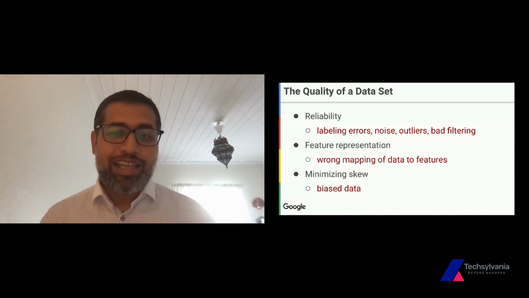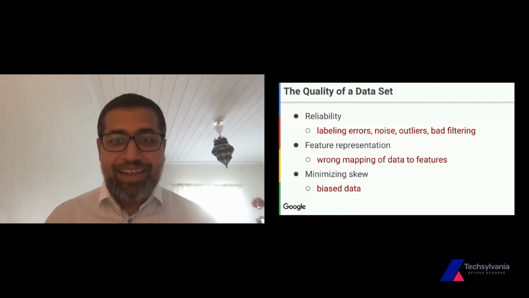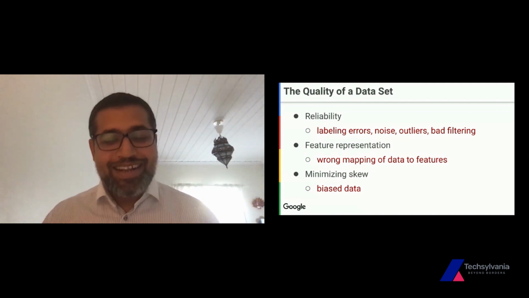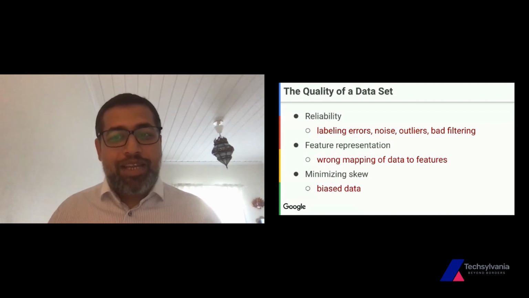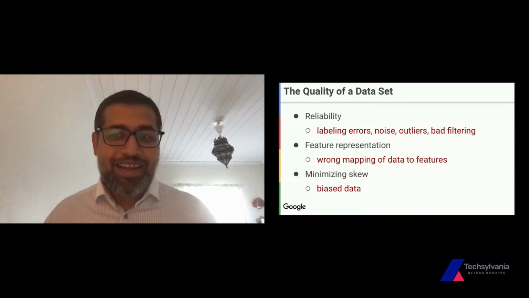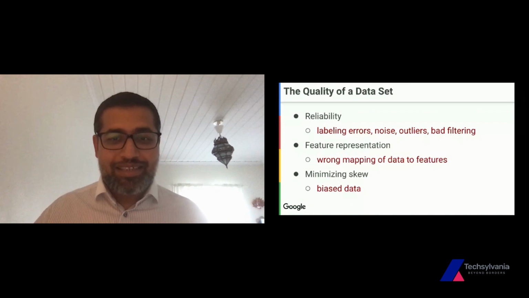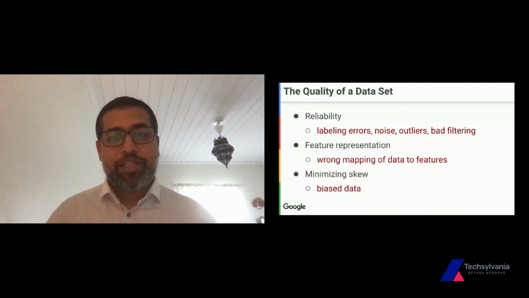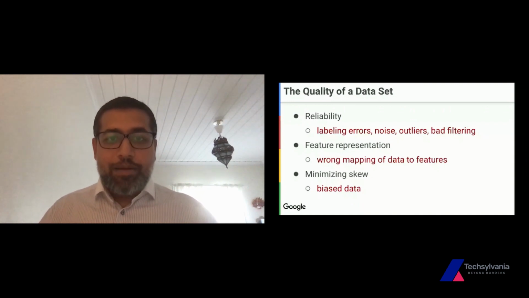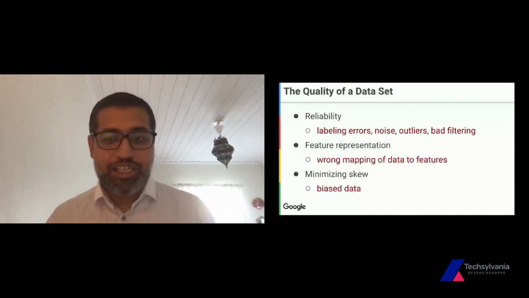You have to minimize that skew as much as possible. Now, it does not mean that we synthetically take out 999 images of dogs, because that's the reality. For example, this is the reality of my system, where I get data for a certain class way more than the data for some other class. But there are ways where we can minimize that skew. The important point being that we need to be extremely careful about the quality of my data by creating a quality matrix around reliability, feature representation, and the skews.